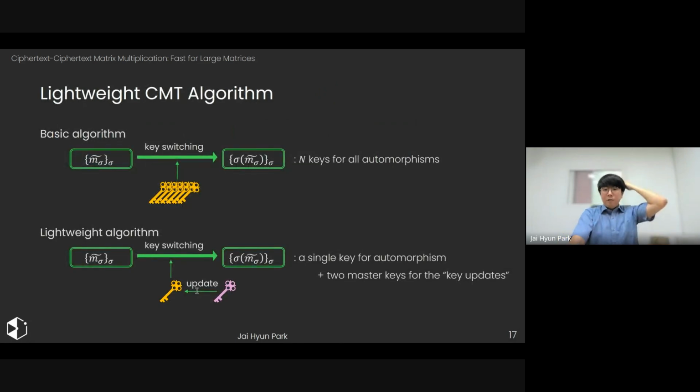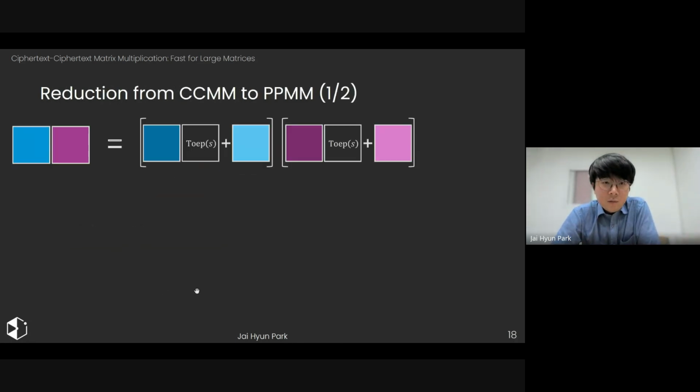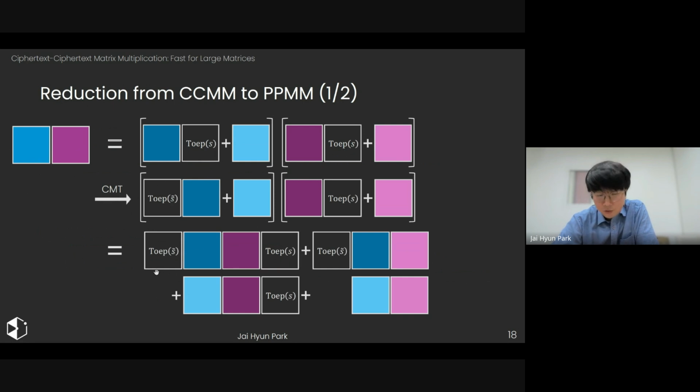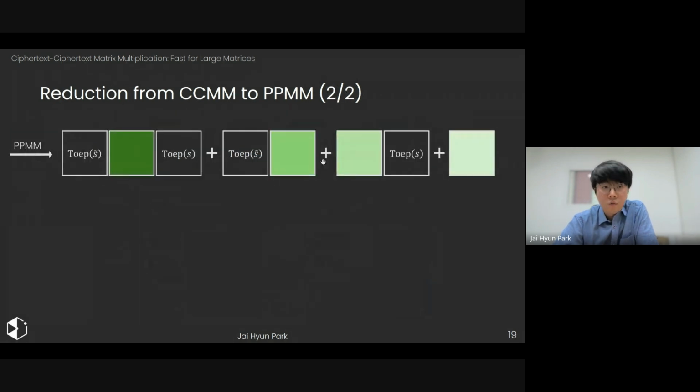Okay, so now I have all the ingredients. So let's go to CCMM and make a reduction from CCMM to PPMM. We have the encryption of this blue U and this violet V. First we do CMT, the cipher-to-matrix transpose. This is row-wise encrypted, but as we perform CMT, we get column-wise encryption, which corresponds to the tuple S times A plus B, and we expand. So now we have these 4 PPMMs, which is good. We do 4 PPMMs to get something like this.